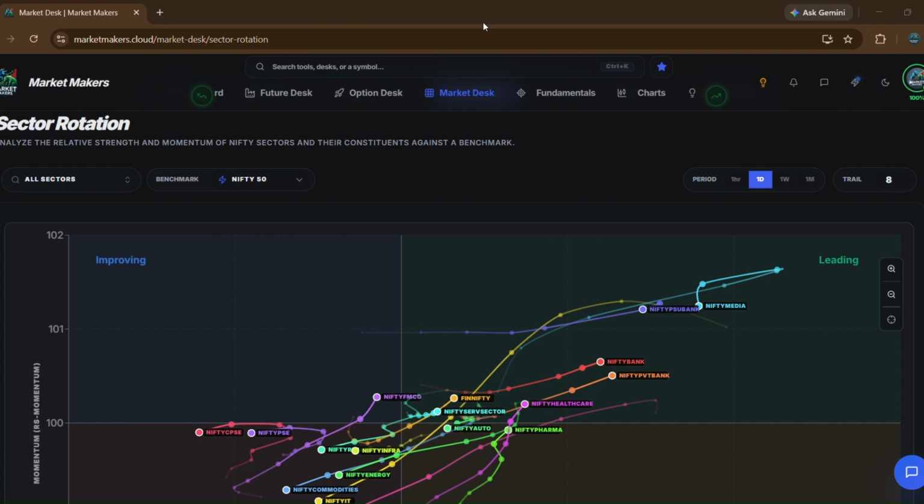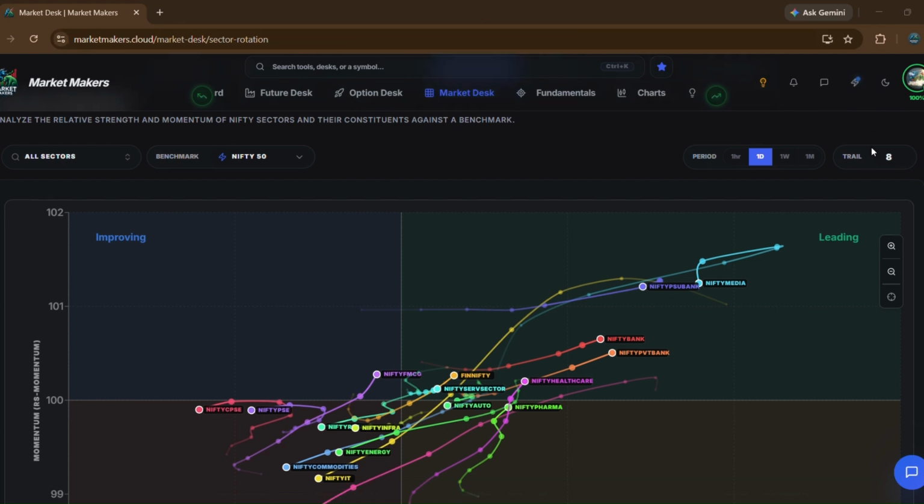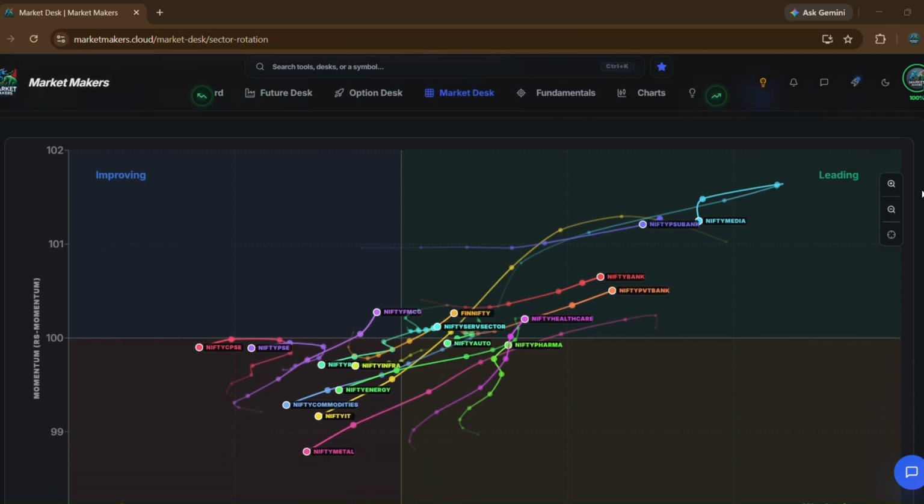So the first thing that you will notice over here is that the chart is broken into four quadrants. This isn't your typical price chart. There is no time axis here. What you are seeing is a snapshot of every sector plotted by two things at once: how strong it is relative to the market, and whether that strength is growing or fading. Each dot that you see here is a sector, and where it sits on the chart tells you everything.